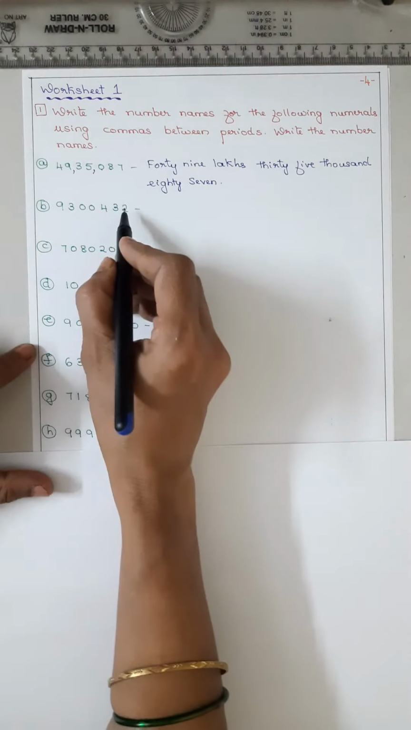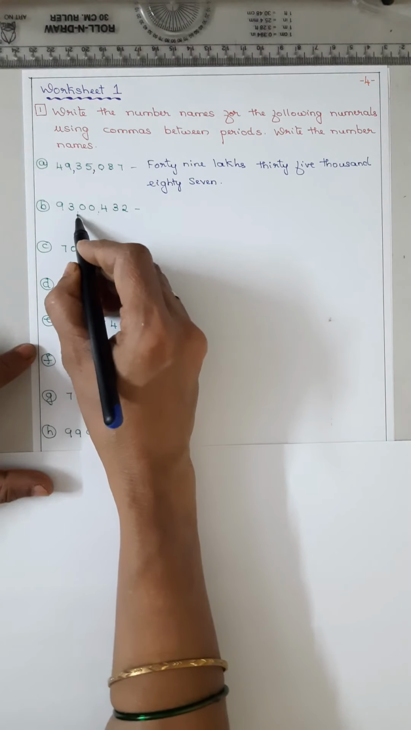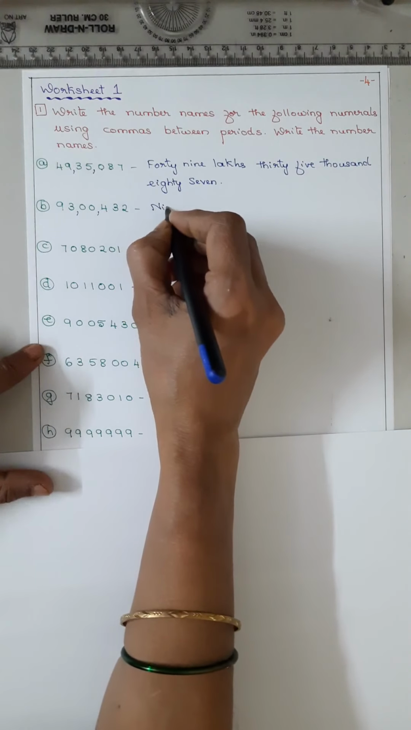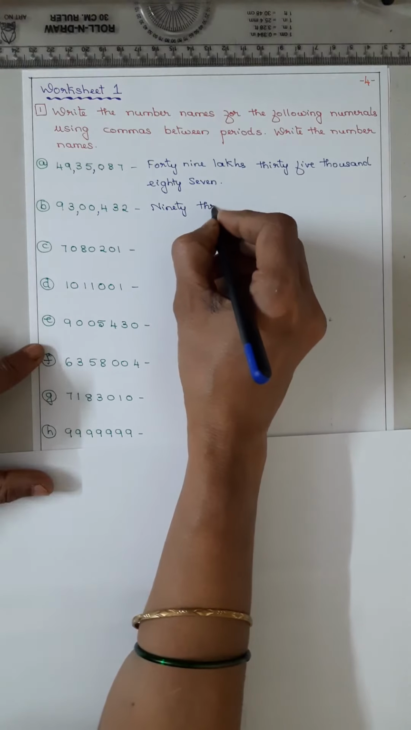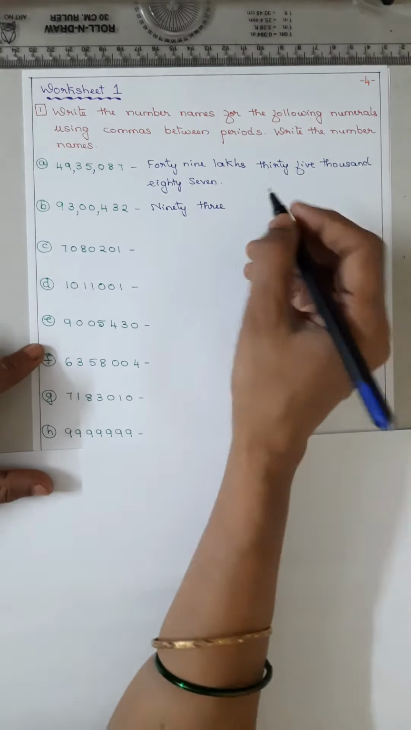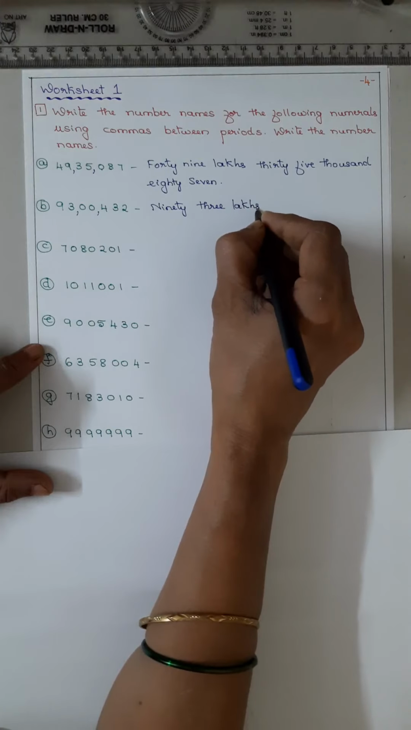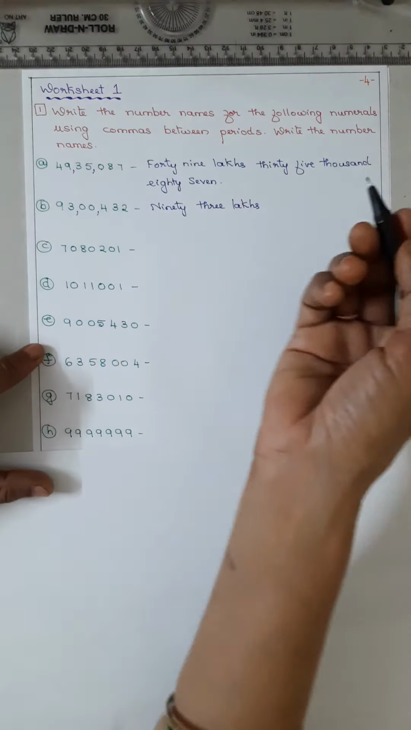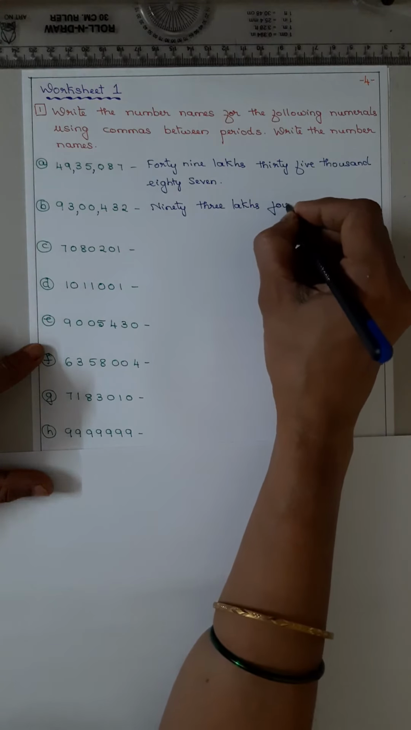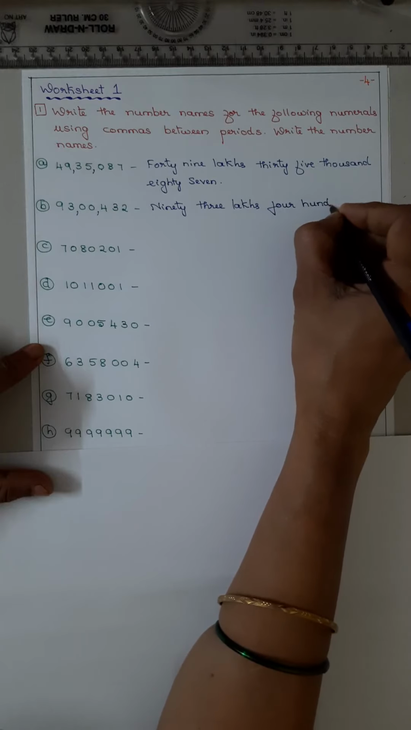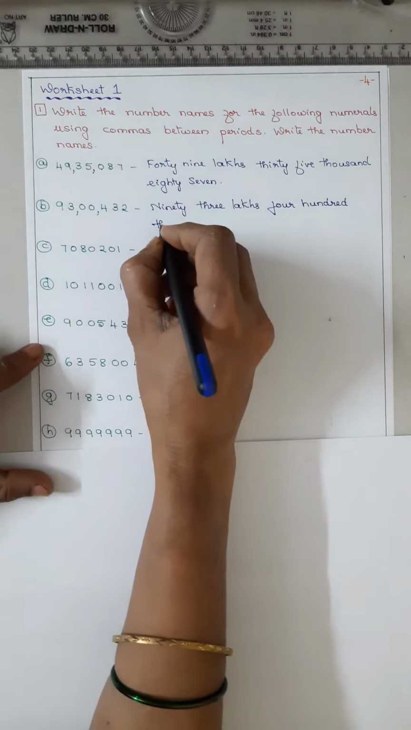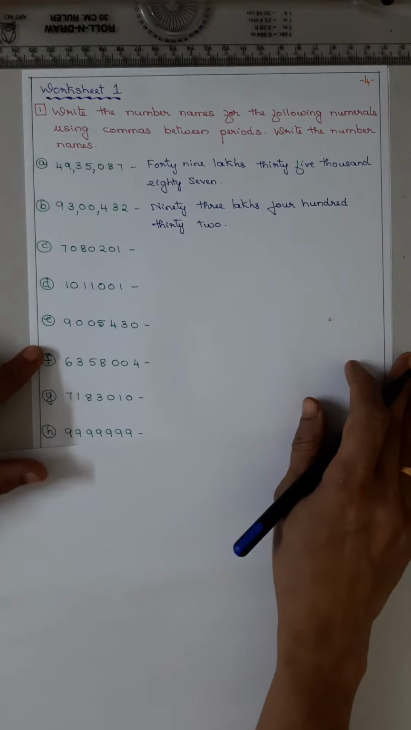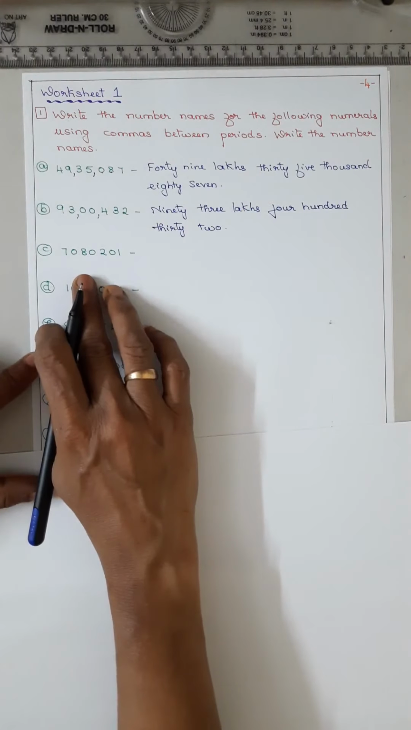Now put the comma 1, 2, 3, comma 1, 2, comma. Now this is 93. Which period is it? Ones, thousands, lakhs. Now thousands, nothing is there. Directly ones. Together you have to tell. So it will be 432. Is it clear?